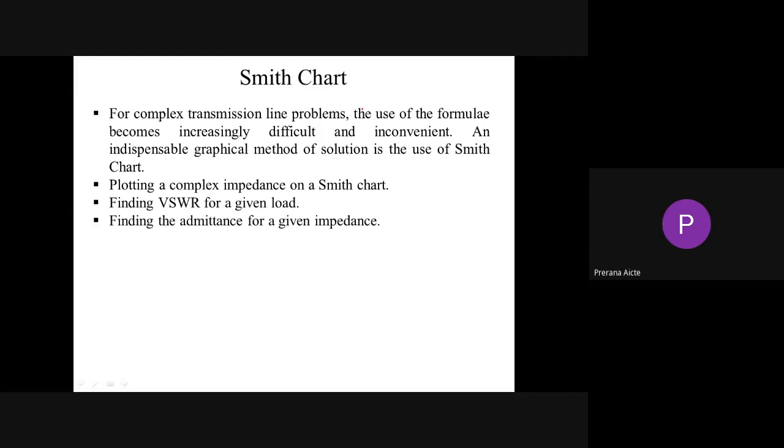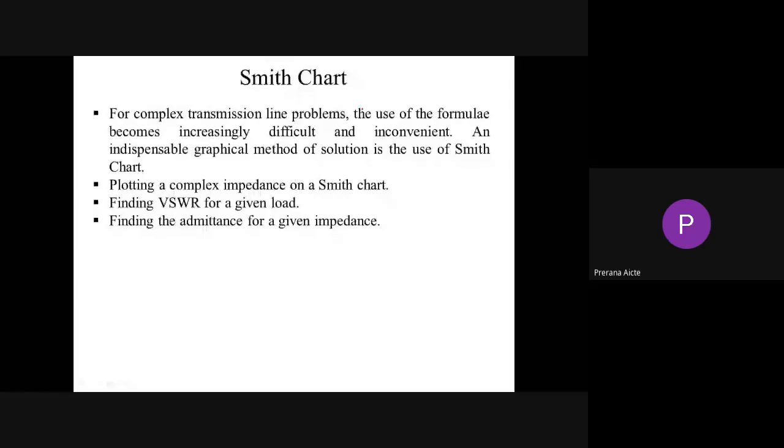Now, finding the admittance of a given impedance. We have to find out the admittances for the given impedance. So based on the impedance value, admittance y naught is equal to 1 by z naught, or y of L is equal to 1 by z of L also.